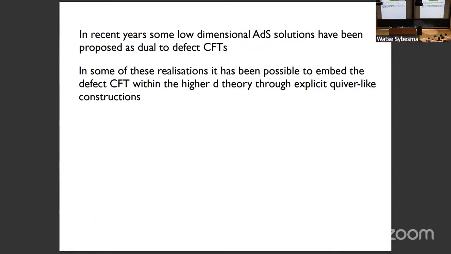In recent years, some low-dimensional AdS solutions have been proposed as dual to defect CFTs. And in some of these realizations, one can even see very explicitly how the CFT is described by some quiver diagram, quiver picture, and this shows very pictorially that your quiver is the result of inserting the defect branes inside the quiver that would describe only the higher dimensional CFT. I will provide a couple of examples of these explicit realizations.